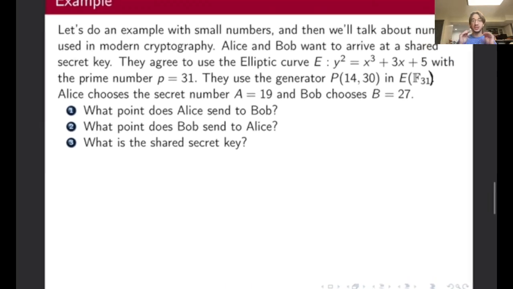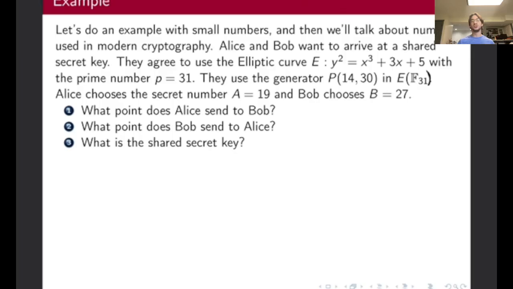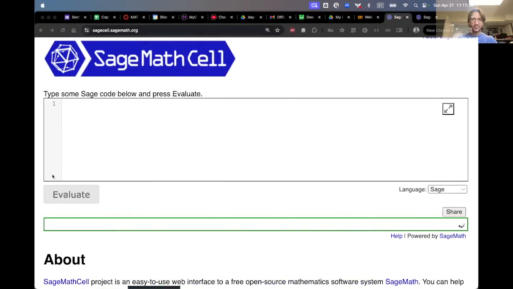So I would encourage you, do this in Sage. I would encourage you to pause the video and try to figure out what point does Alice send to Bob, then figure out what point does Bob send to Alice, and then compute the shared secret key from both their perspectives to make sure they arrive at the same thing. Okay, so pause the video, go open Sage, which is sagecell.sagemath.org.